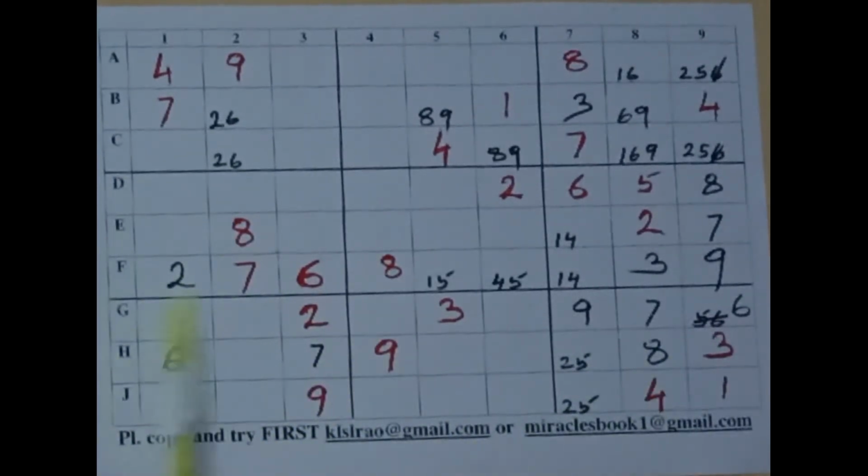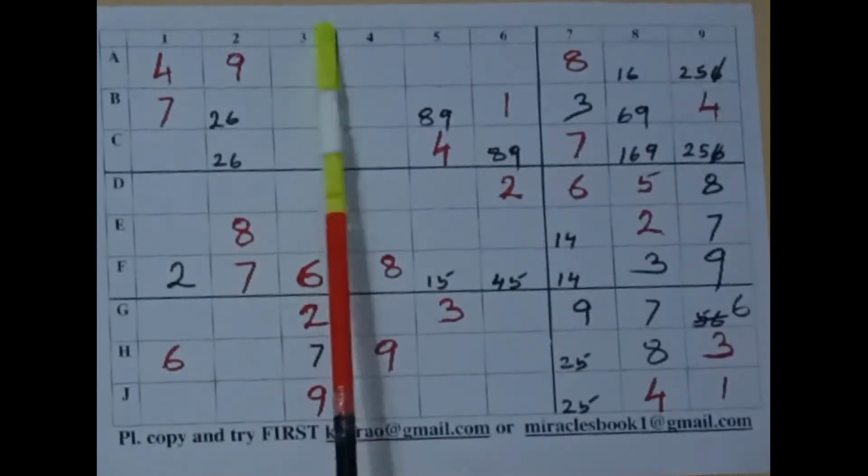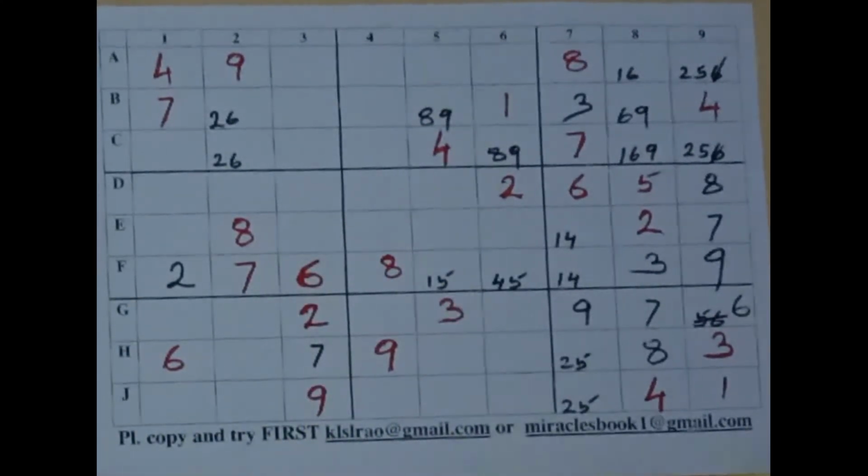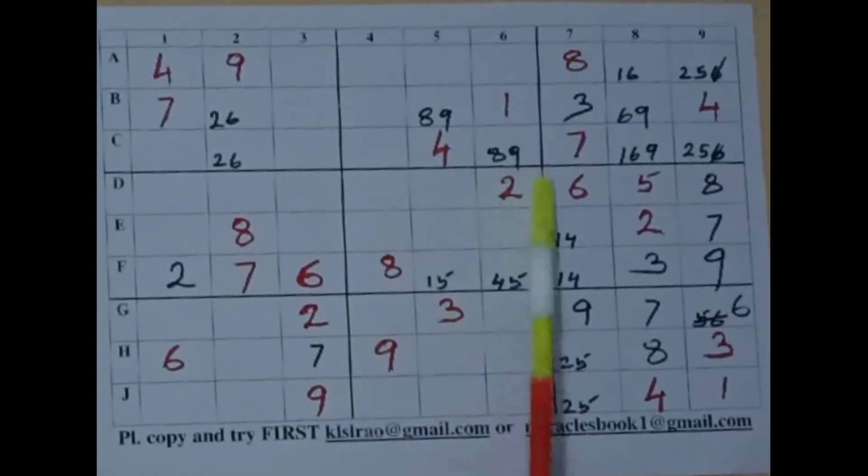8. Here, 2 places for 8. Here again 2 places for 8. Here. Okay, 9. No problem. Okay, leave it. Let's look at this box.